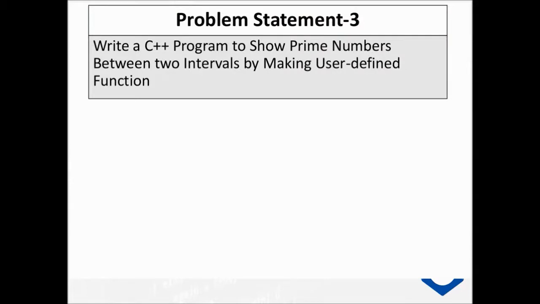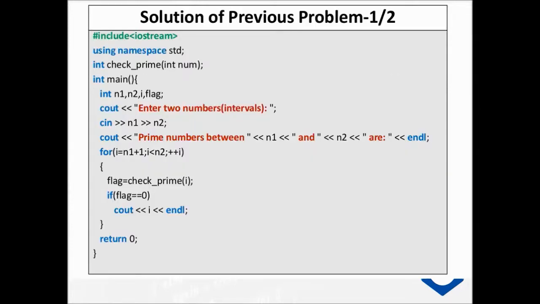Problem statement 3. In this problem statement, write a C++ program to show prime numbers between two intervals by making a user-defined function. Meaning between any two intervals we want to show the prime numbers. Here is the solution of our problem. First of all, we declare our function int check prime and int num.